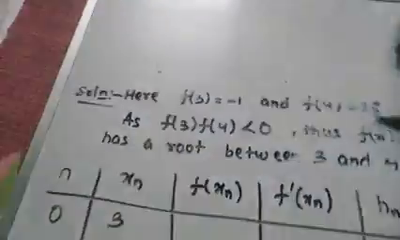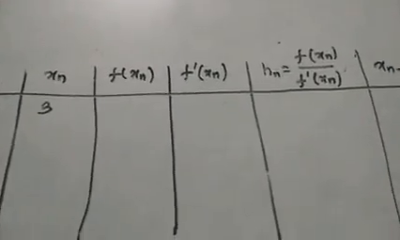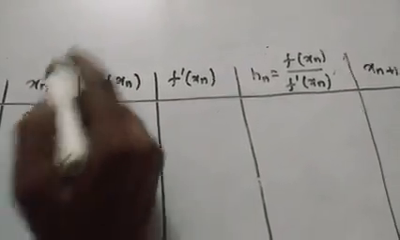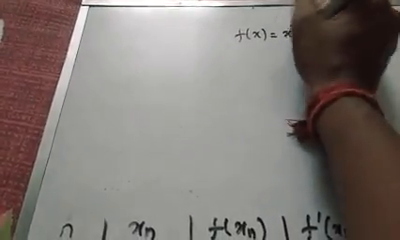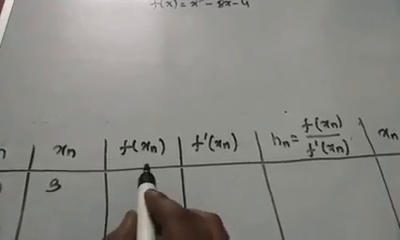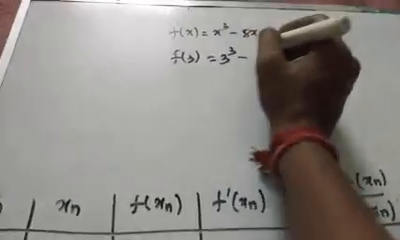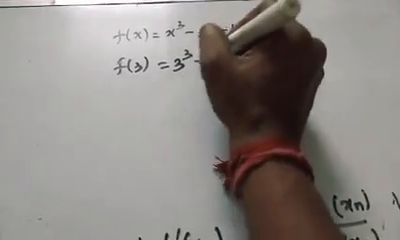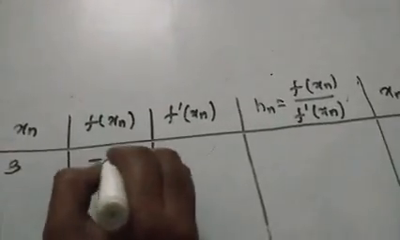Let me do one thing. We'll rub this all out because we need the space for the calculation part. First of all let us write what f of x was: x cube minus 8x minus 4. This is our f of x. Now at the point 3 we have to find f of x. So f of 3, we have already found it: 3 cube minus 8 into 3 minus 4, that is minus 1. So we will put here minus 1.